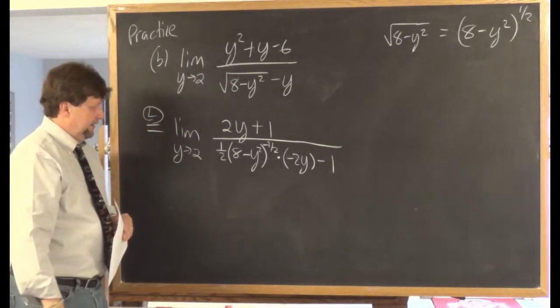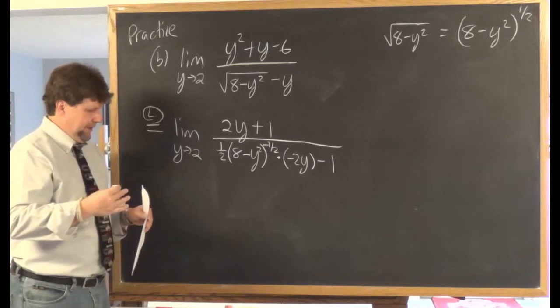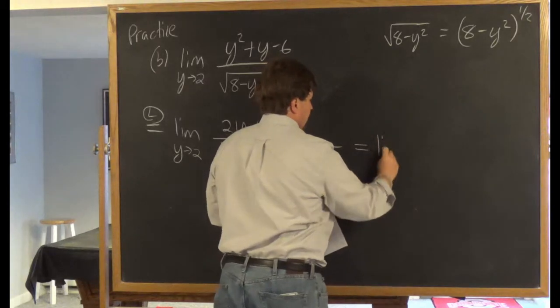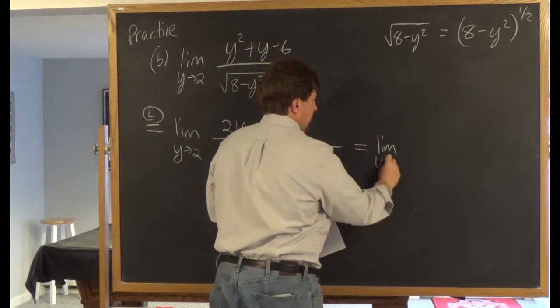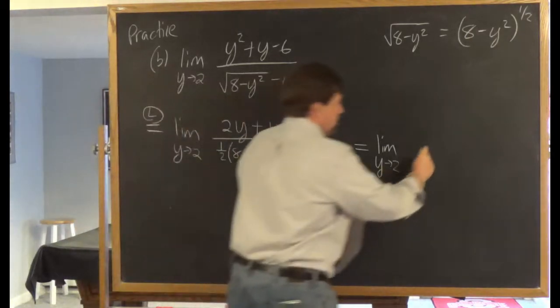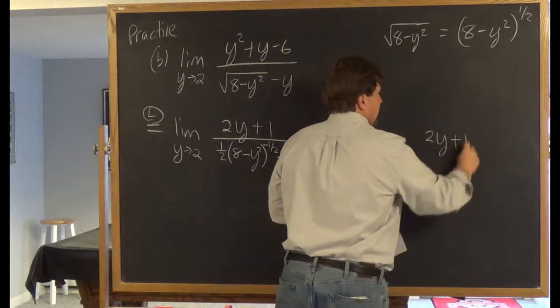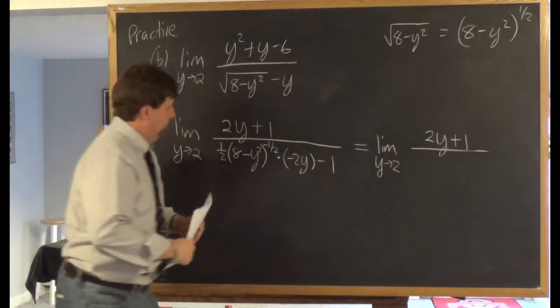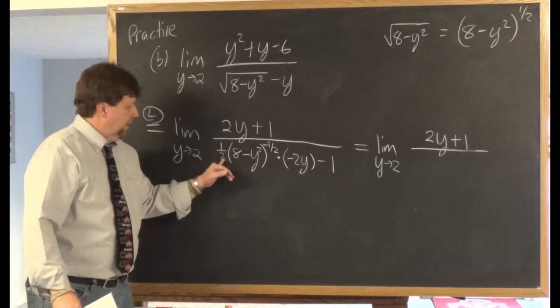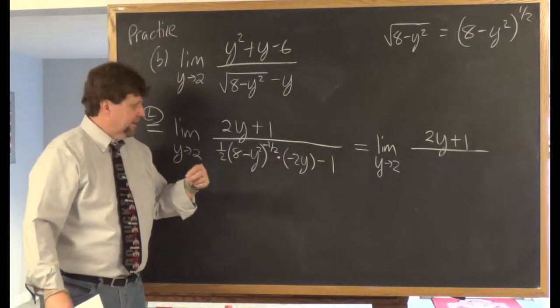Well, we have a little bit of cleaning up to do here. Limit as y goes to 2. Not much to do in the numerator. Let's leave the numerator as 2y plus 1. In the denominator, I have a 1/2 times a negative 2 right here. 1/2 times negative 2, so that'd be a negative 1.